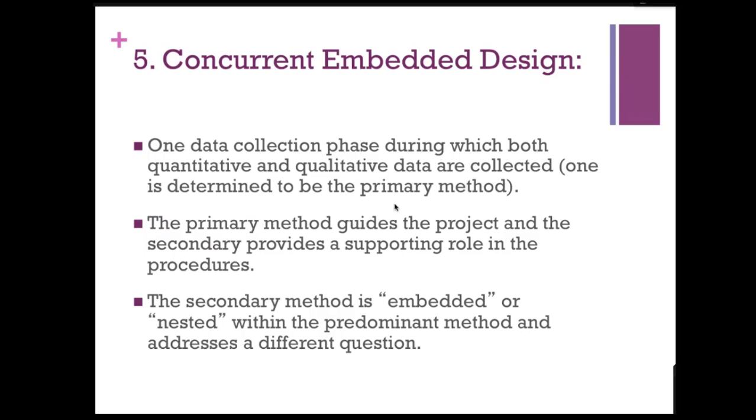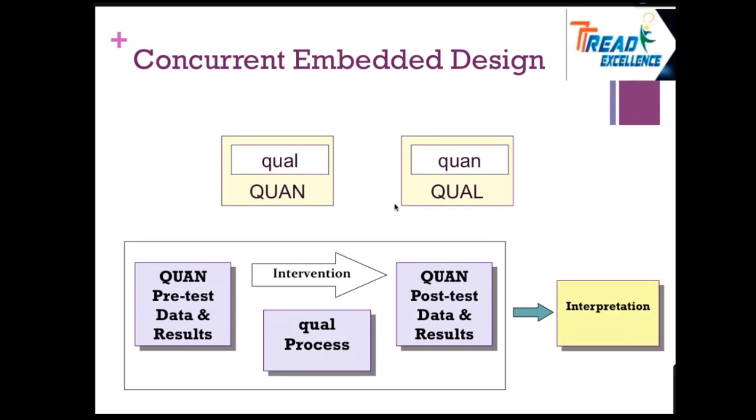It is embedded through the secondary method within the predominant method and addresses a different question. How different question? And sometimes it is called nested as well. Why is it nested? Because the primary purpose of this, it may look like a quantitative study. It may look like completely a qualitative study because the secondary data is not highlighted as much as the primary design is highlighted. Can you look into this one?